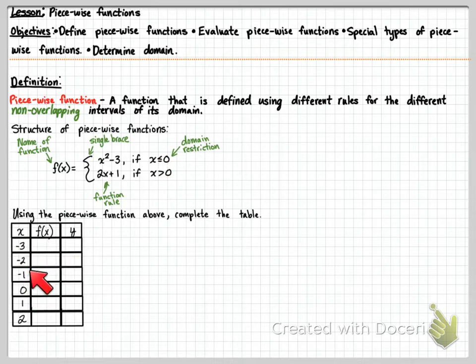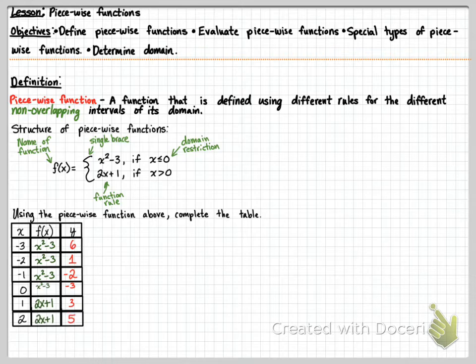So the first 4 functions, we're going to be using this equation. And then the last 2, we're going to be using the bottom, which is 2x plus 1, because it says if x is greater than 0. Well, 1 and 2 are greater than 0. So that's when we're going to be using the bottom function. So like I said, we're going to use the top function, and all I'm doing here is plugging in the values.